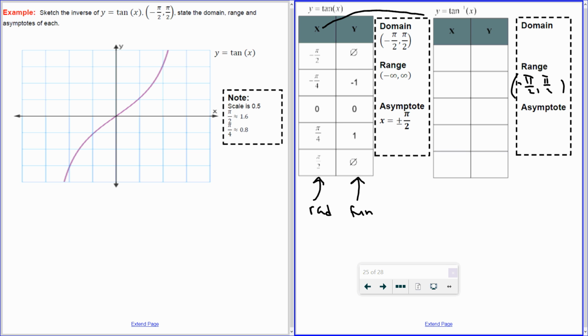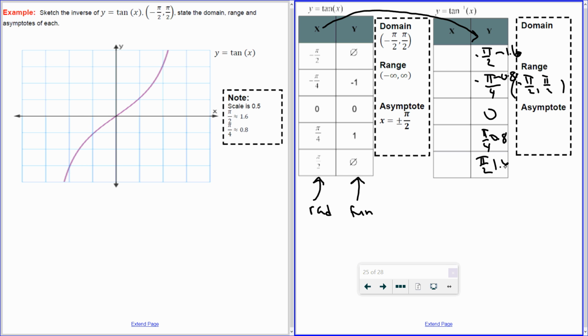So x is going to become y. So this is going to be negative pi over 2, negative pi over 4, 0, pi over 4, and pi over 2. To help us, just because those are exact values, negative pi over 2 is approximately negative 1.6. Negative pi over 4 is approximately negative 0.8. And then same thing over here. So pi over 4 would be 0.8, and pi over 2 would be 1.6.